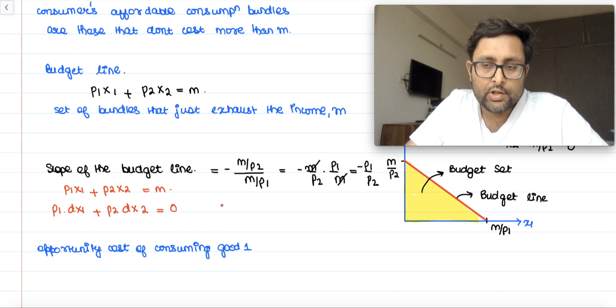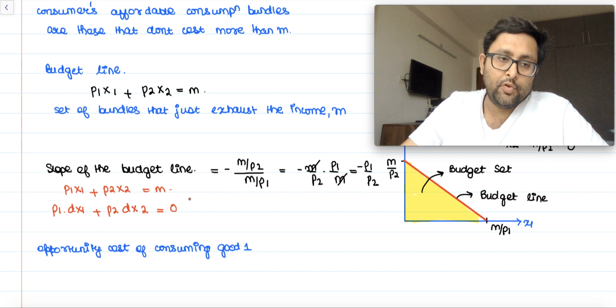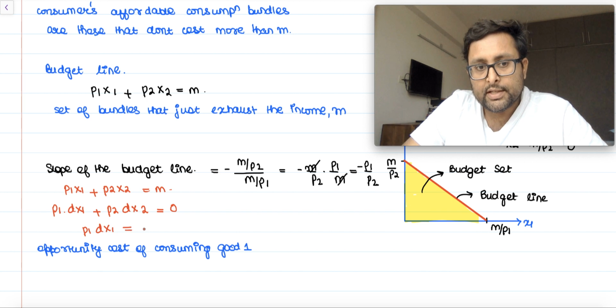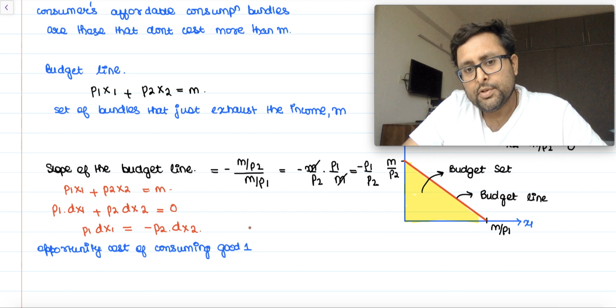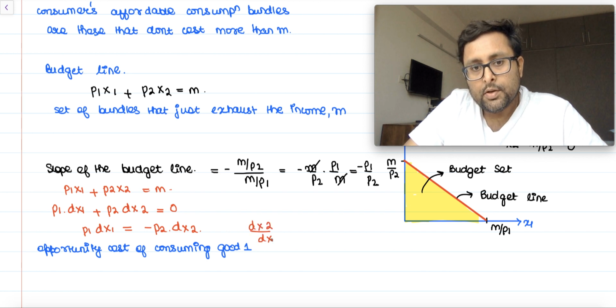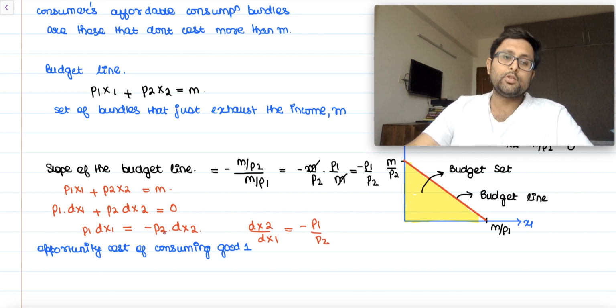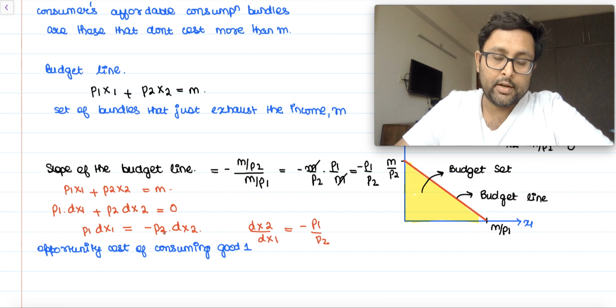Since your income is not changing, just write dM equal to 0. So if you're increasing x1, then x2 has to fall. So it is P1 dx1 plus P2 dx2 equals 0. So you have what? dx2 by dx1 is minus P1 by P2. So that's what you have here. So that's what the slope of the budget line is, right?